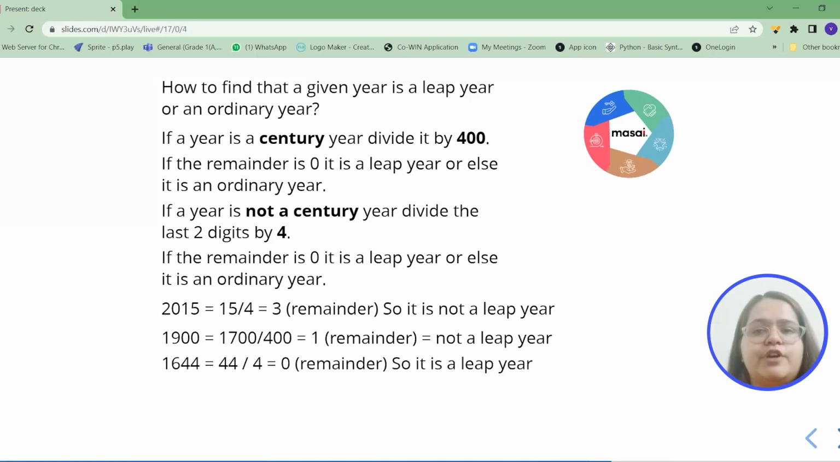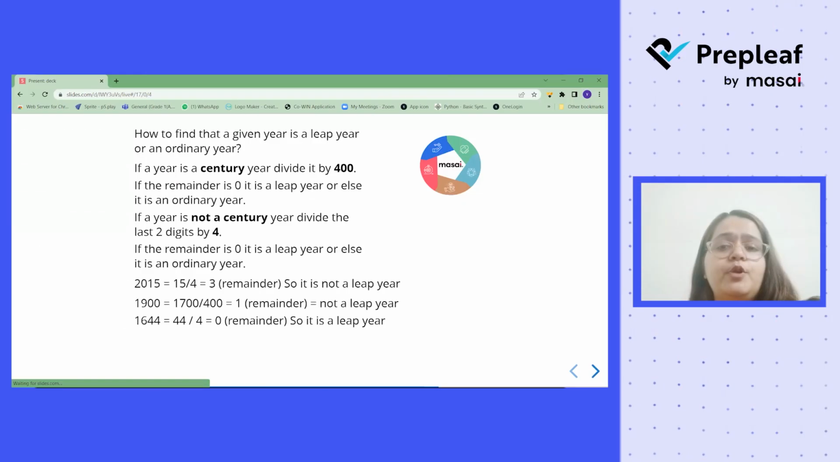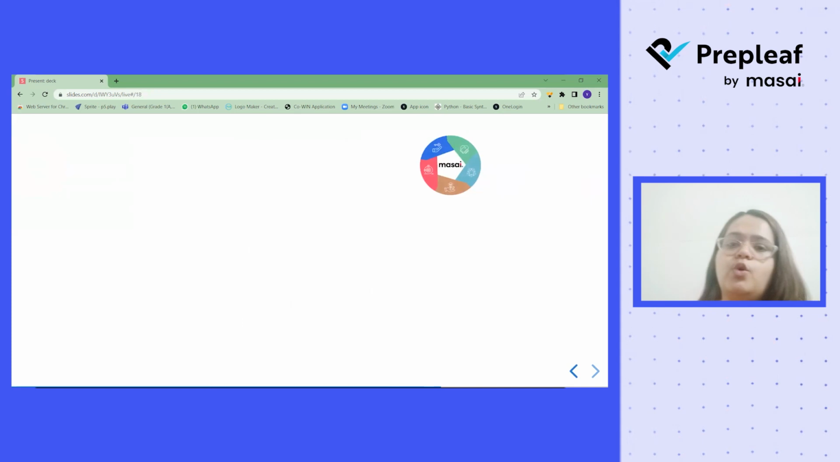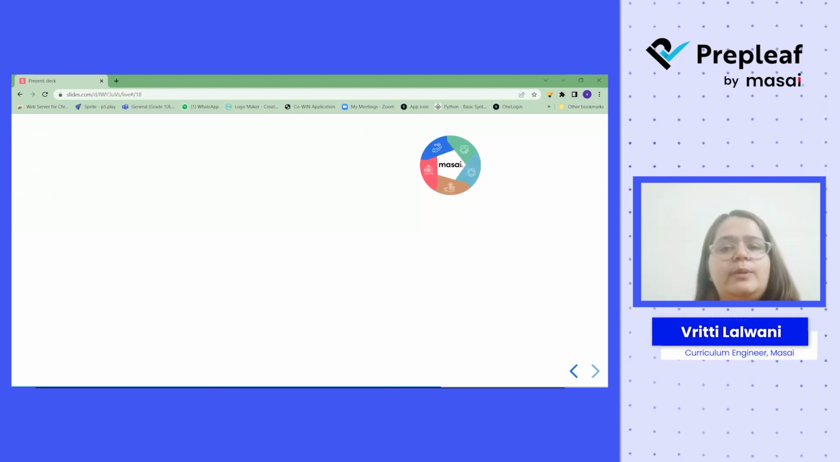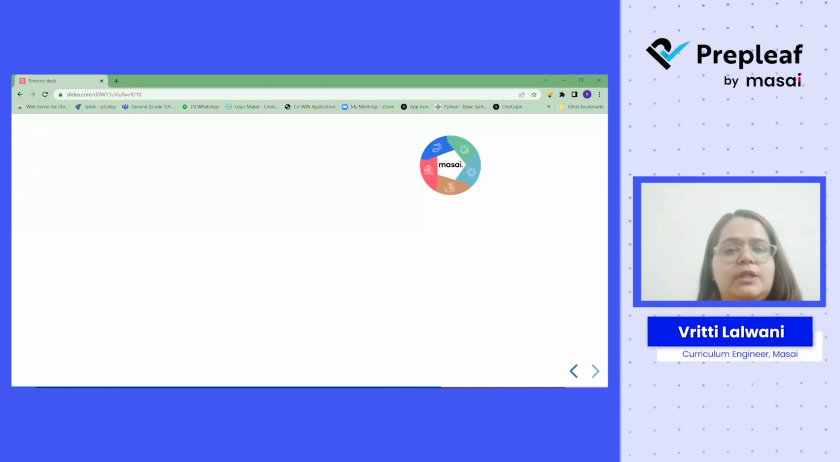Next, 1644. Again, it's not ending with 00. Let's take only 44. It's very simple. 44 divided by 4 and we'll get the remainder 0. So it is a leap year. Hope you got the concept of what is a leap year and what is not a leap year. We can quickly calculate with the numbers and check the remainder.